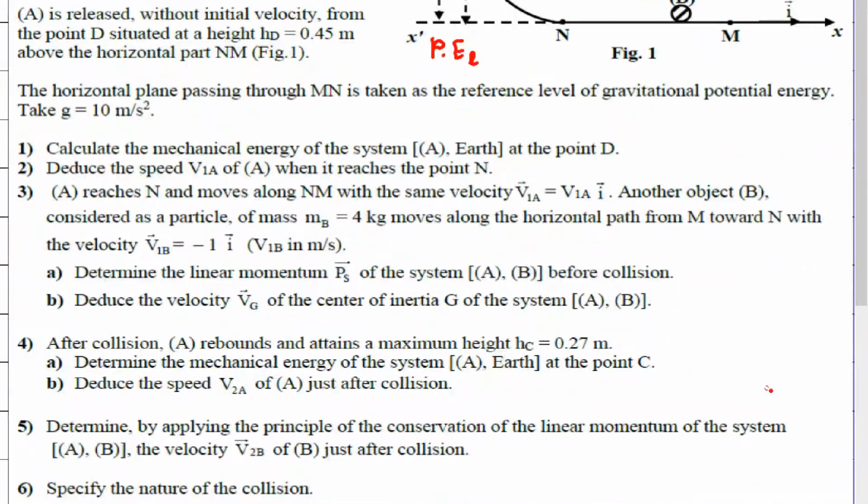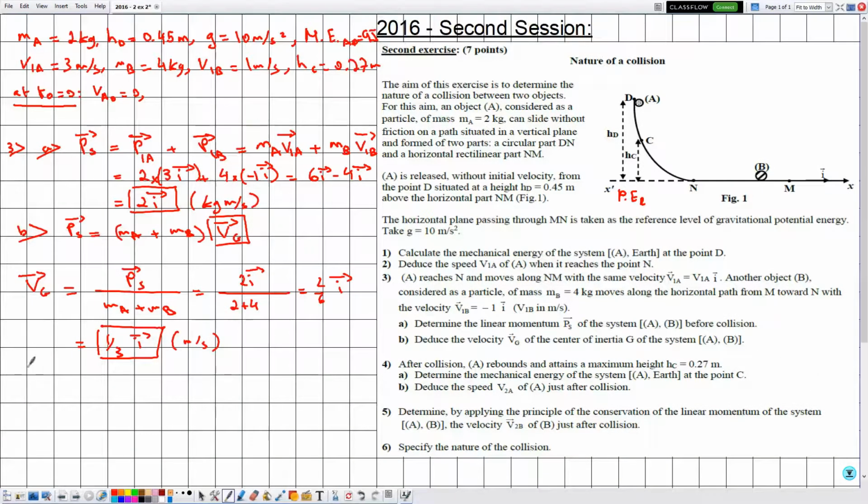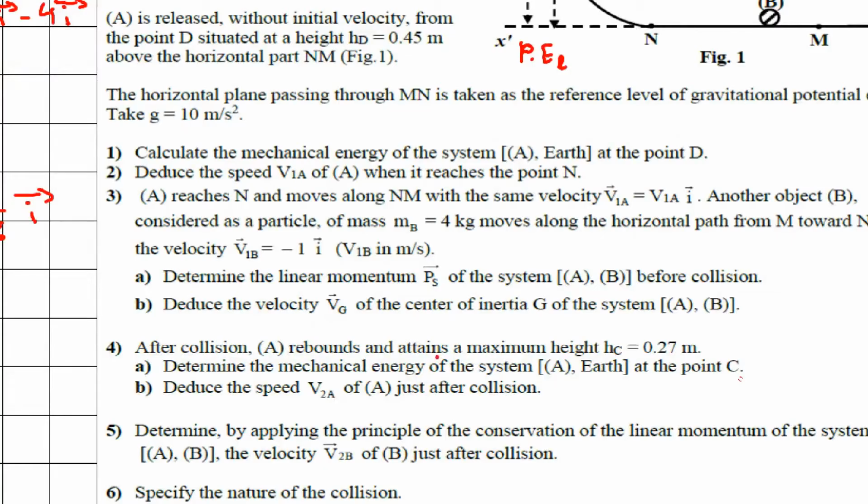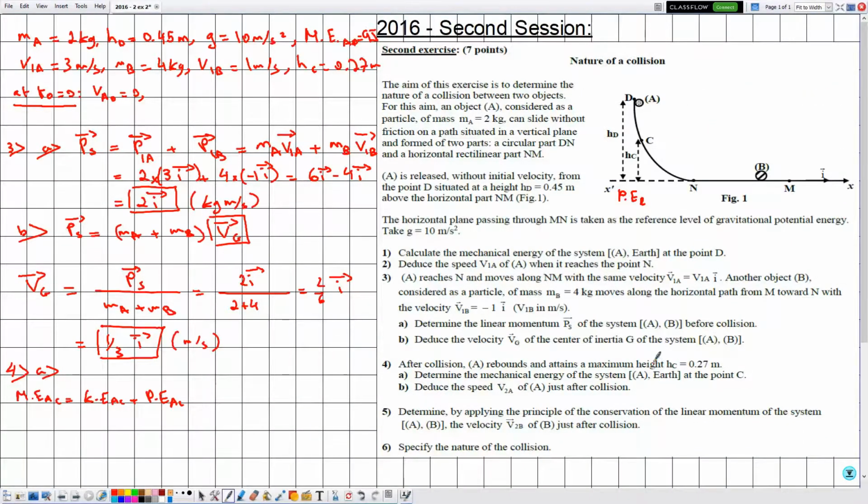Now in part A, they are telling us to determine the mechanical energy of the system A-Earth at the point C. So the mechanical energy of A at the point C is equal to the kinetic energy of A at the point C plus the potential energy of A at the point C. And here, notice that they are telling us that it attains a maximum height, and we know that whenever the position is maximum, or the height is maximum, then the speed is 0. So let me say between brackets that the kinetic energy of A at the point C is equal to 0.